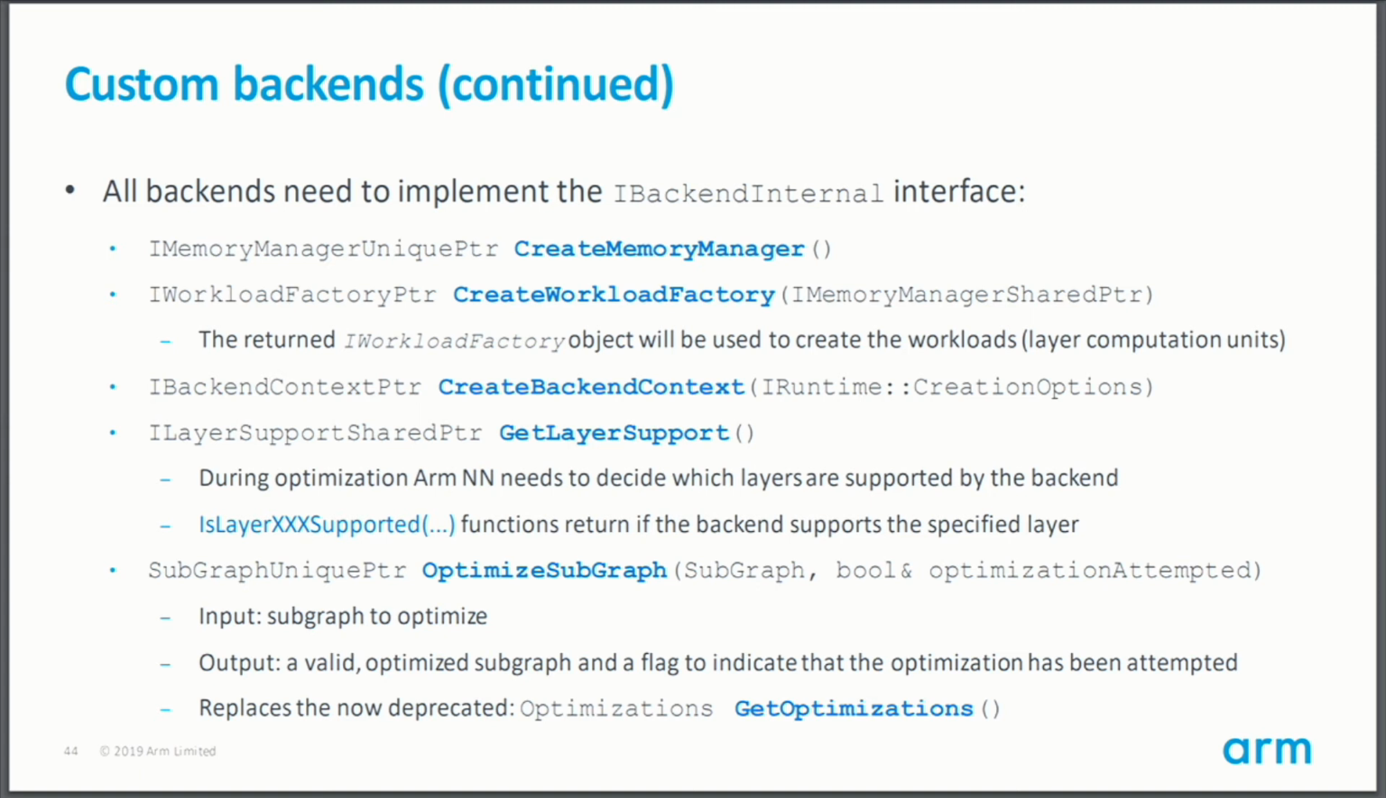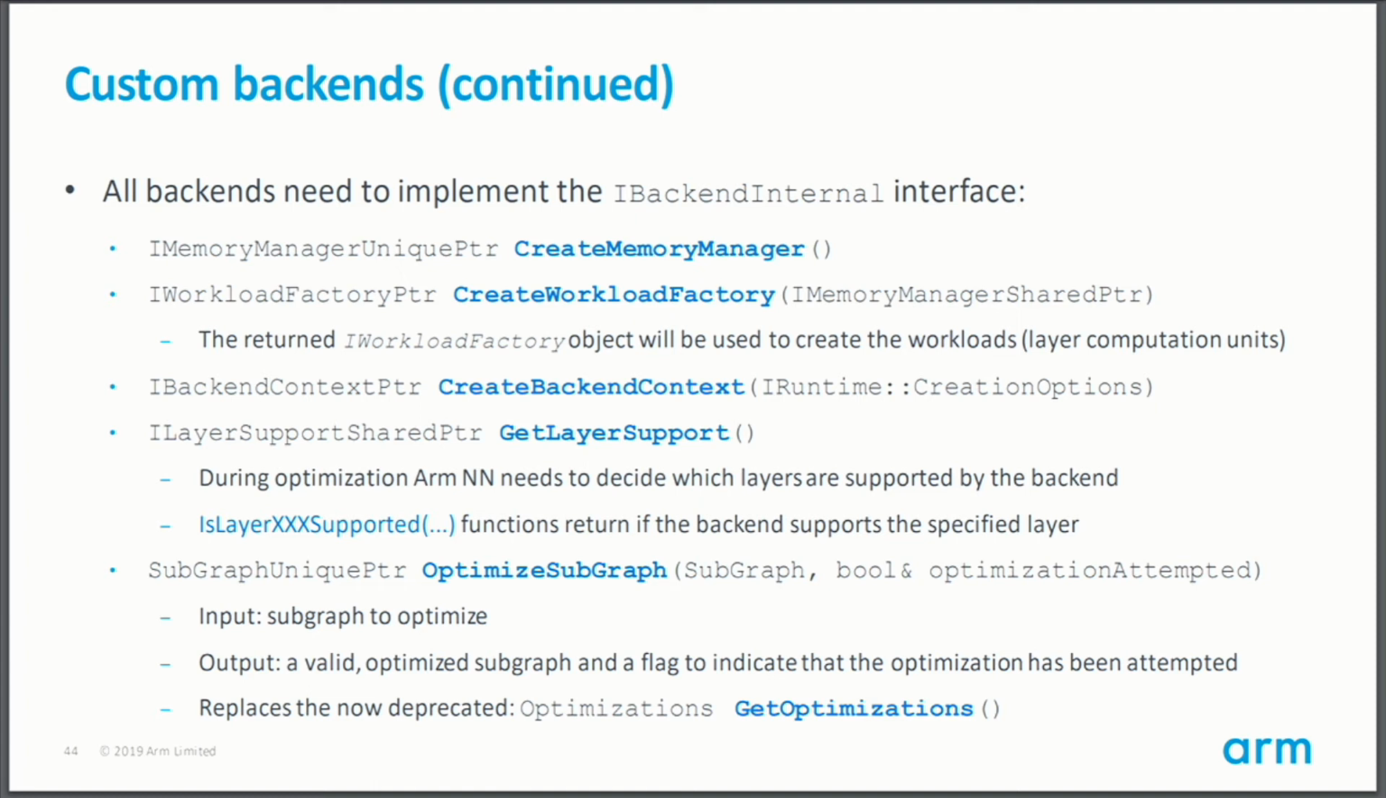So all backends need to implement the backend internal interface, and the backend internal interface supports these methods here. First one, create memory manager, which will create your memory management object, which we'll talk about in a little while. Then the workload factory, which I've got more information on in another slide in a moment. The backend context, which we've also got another slide explaining. The get layer support, which we already mentioned, provides the is layer supported functions for all the layers that you actually support in your backend.